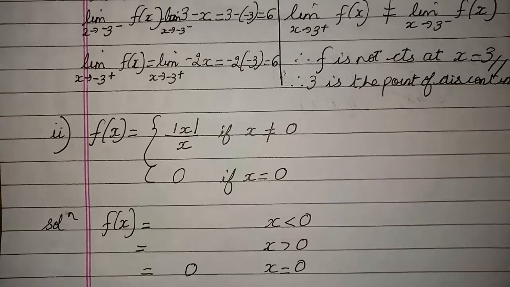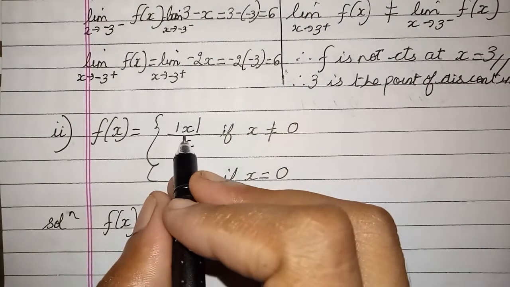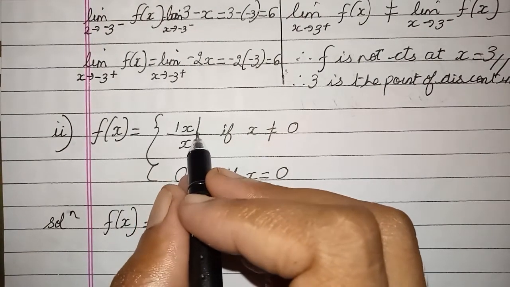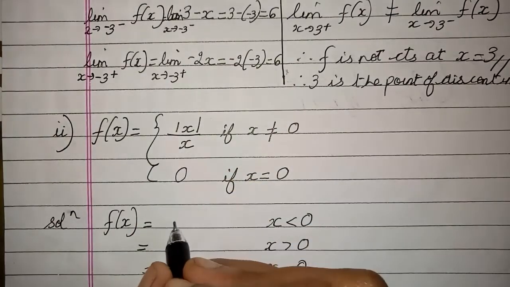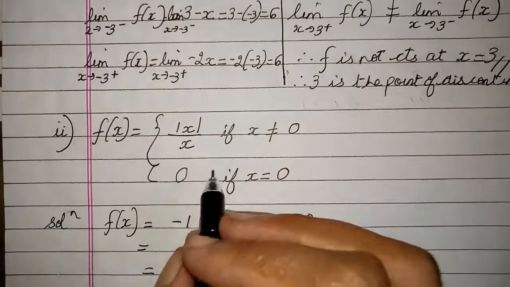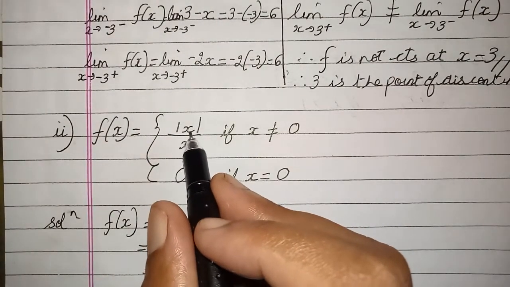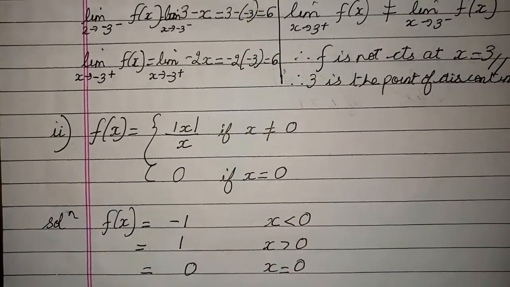So when x is less than 0, children, this will be modulus of x, that is minus of x, yes? Otherwise it will become negative. So minus of x upon x will be minus 1. When x is positive, it is x, right? So x by x will be 1.